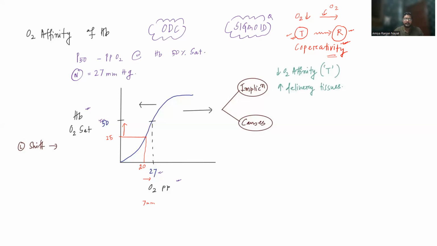Now, rightward shift means what? Whenever there is a rightward shift, it will reduce the oxygen affinity. Because of this reduced oxygen affinity, it can deliver more oxygen to the tissues.